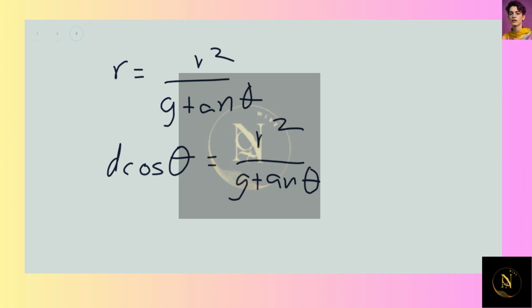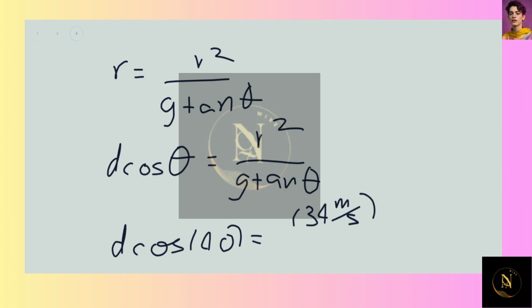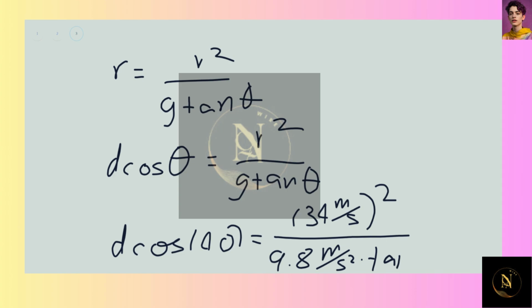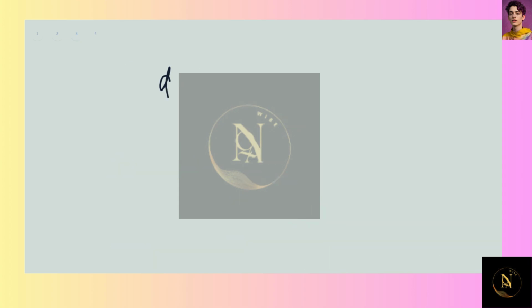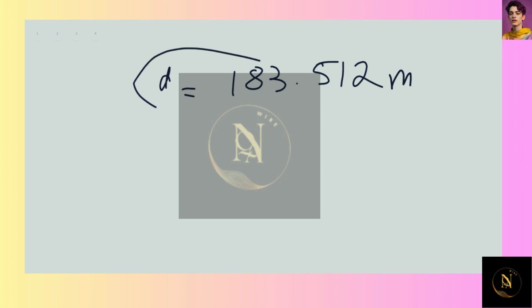All that's left to do now is plug in our numbers. D cosine of 40 degrees is 34 meters per second squared divided by 9.8 meters per second squared times the tangent of 40. And when we solve for this, we get that d is equal to 183.502 meters. And that is our final result.